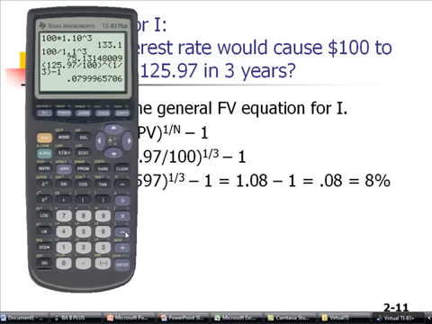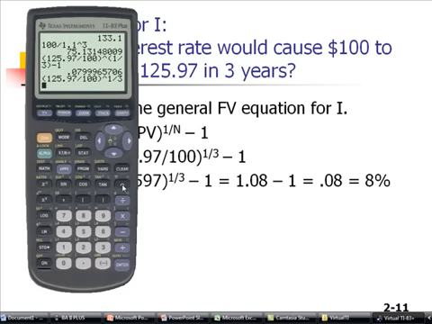That's the answer. Now let me show you a pitfall, a mistake that a lot of people make on this sort of thing. Some people will say, okay, we've got 125.97 divided by 100, and then we'll raise that to the power of 1/3, and then we'll subtract 1. And they get this answer, which is nowhere near correct. What went wrong? Do you see it? We didn't put the parentheses around 1/3.